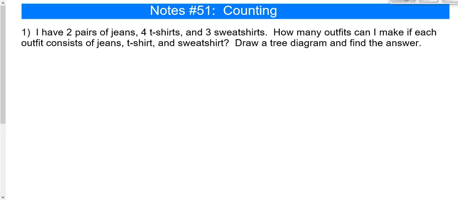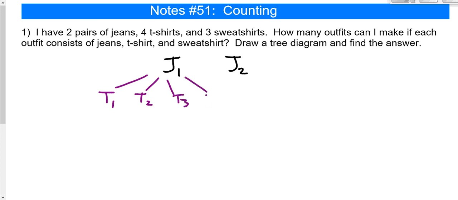So I'm going to start with jeans. Let me call these J sub 1 and J sub 2. Jeans 1 and jeans 2. Those are my two choices. Now, I choose a pair of jeans and I have four choices for t-shirts. So let's call those T1, T2, T3, and T4. So I'm going to branch off of each pair of jeans, my four options for t-shirts. T1, T2, T3, and T4.